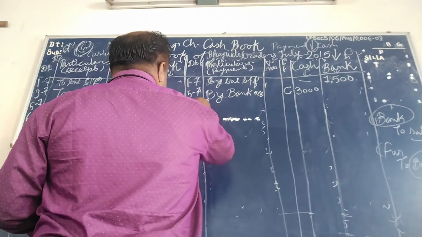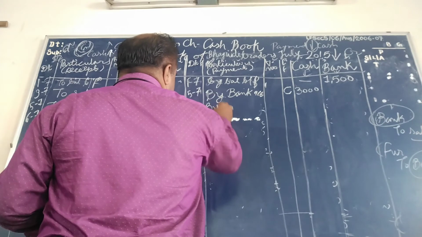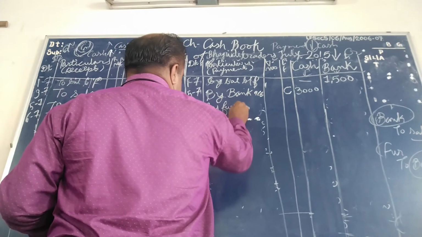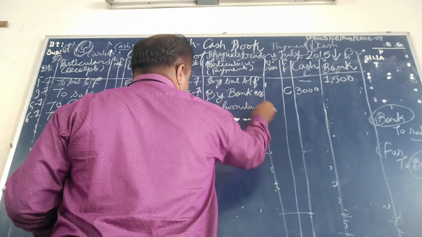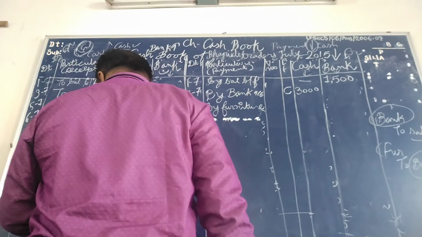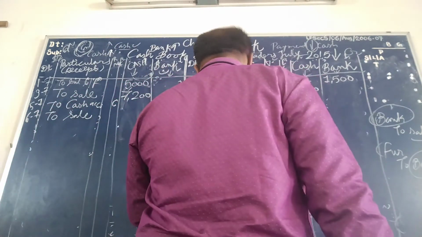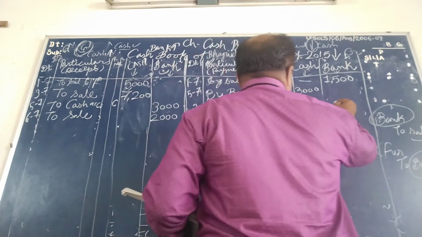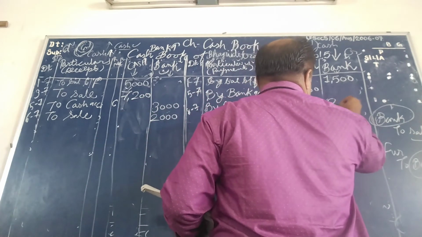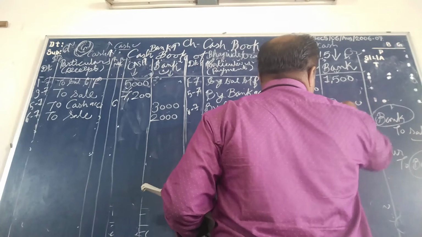8th of July, buy furniture. It is of 2,000. So we write here 2,000. In the bank column we write 2,000.